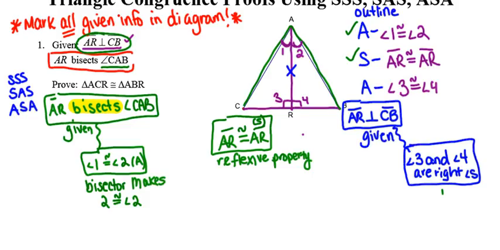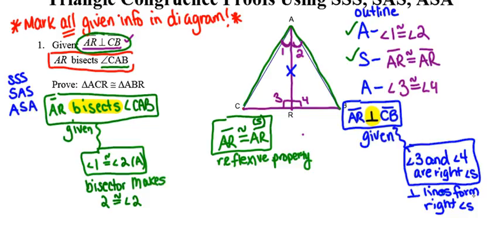And again, if you're struggling for something to write as a reason, go back to the preceding bubble, look for the most important word. The most important word there is the word perpendicular. So that's how I'm going to begin my reason. Perpendicular lines form right angles, or make right angles, or create right angles.